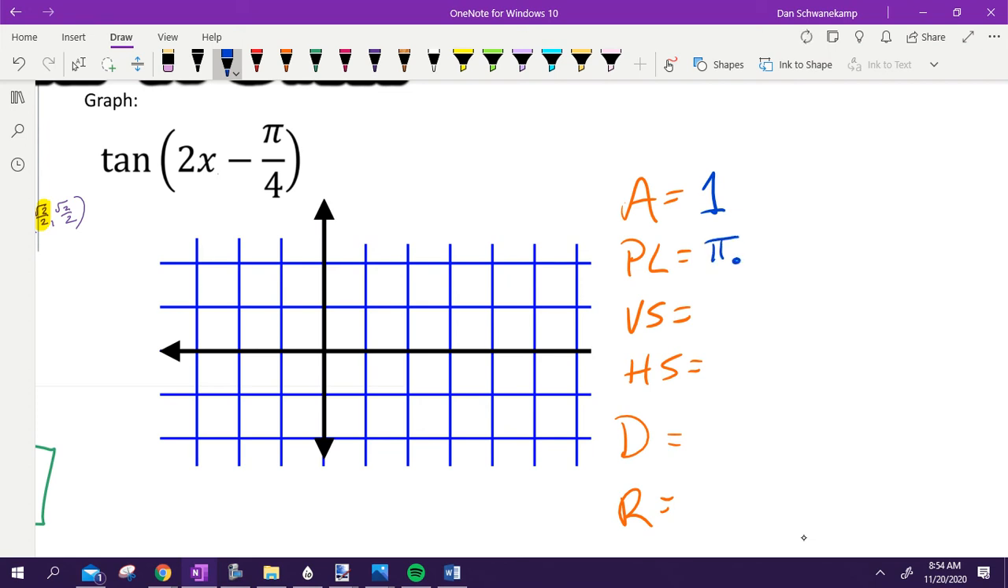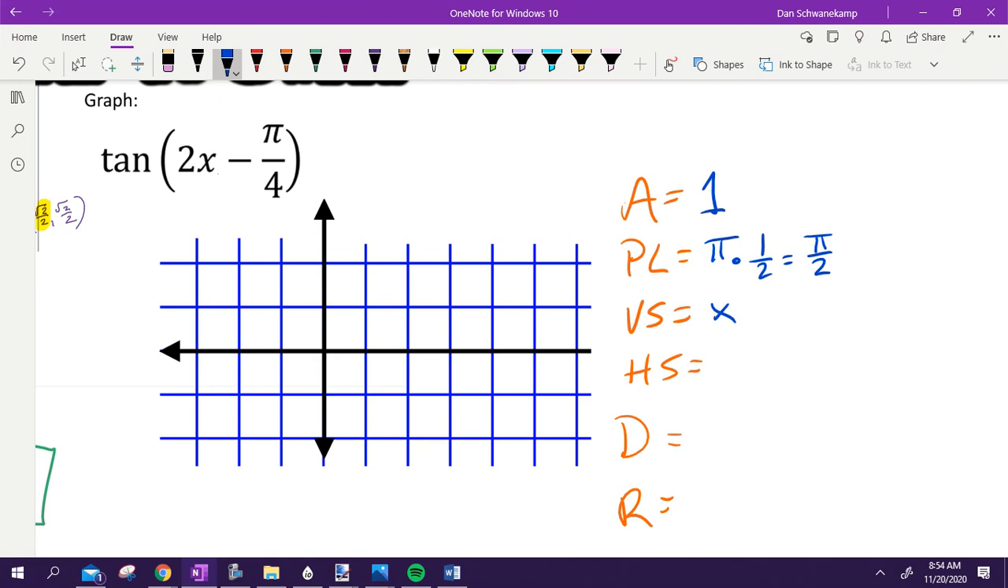What about base period length here? It'd be pi, but then what do I have to do with that? Good. We're going to multiply by the reciprocal, so we're going to multiply by 1 over 2, so it is pi over 2. That is my period length. Good. Once I've done that, then I'm going to do vertical shift. I don't have one.